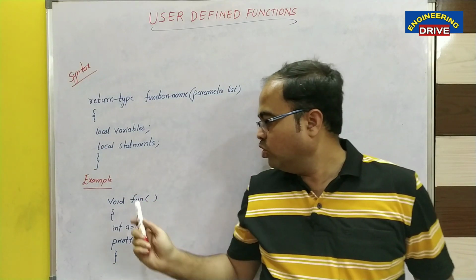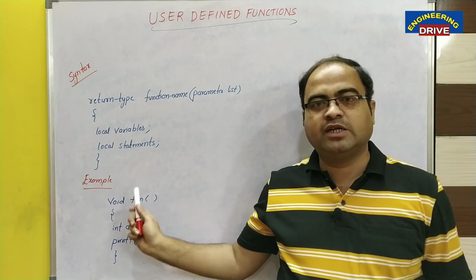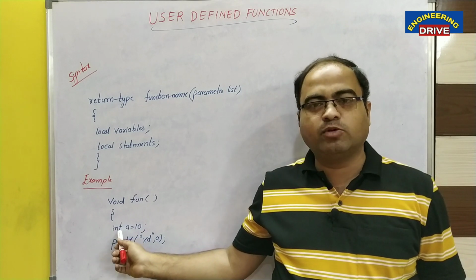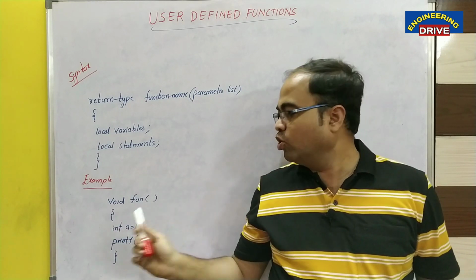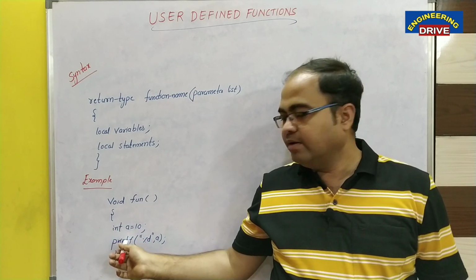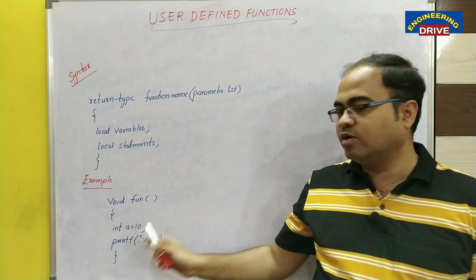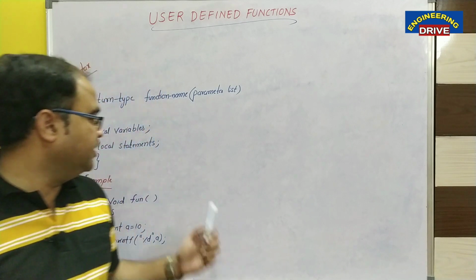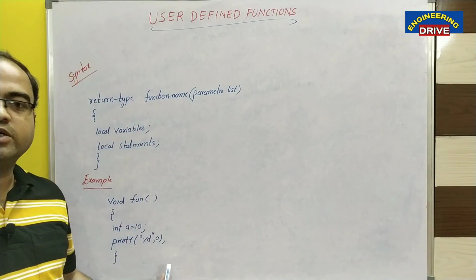If I ask you what is the name of my user-defined function, the name is fun. How many local variables are there in my user-defined function? One local variable, a. How many printf statements are there? Only one statement is there in my user-defined function. So my dear students, this is how we can create a user-defined function.